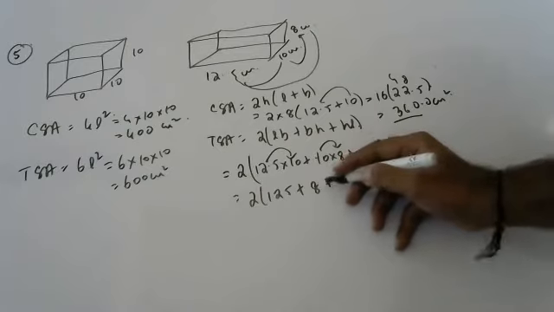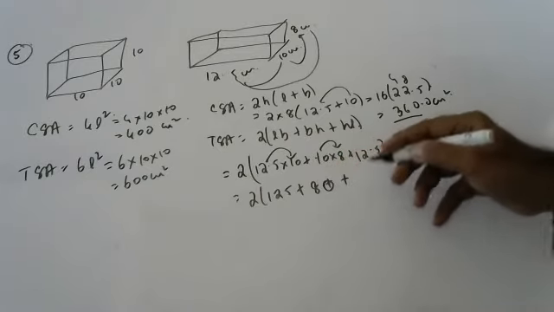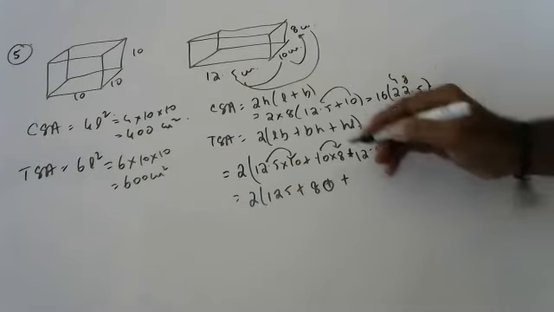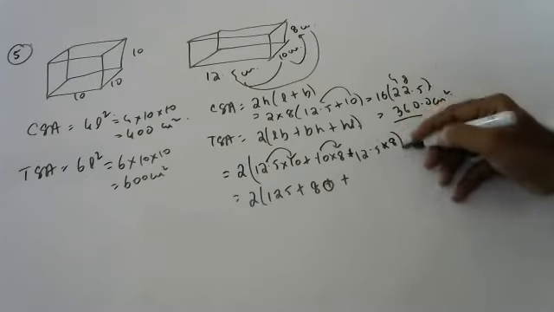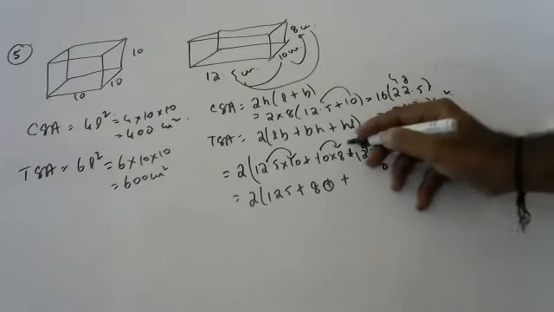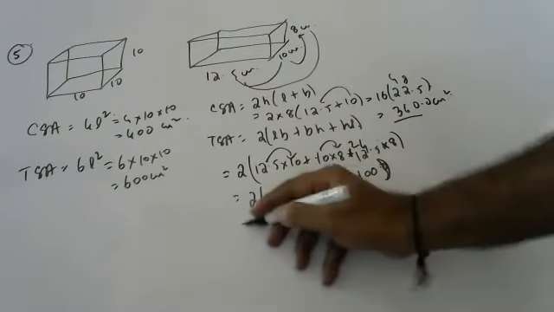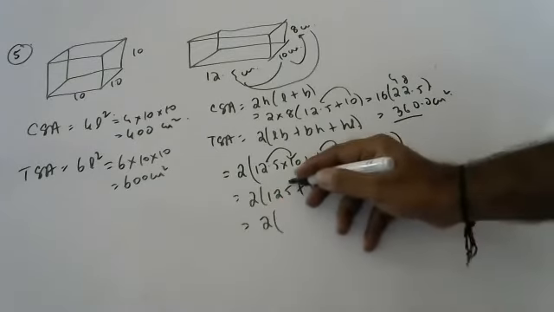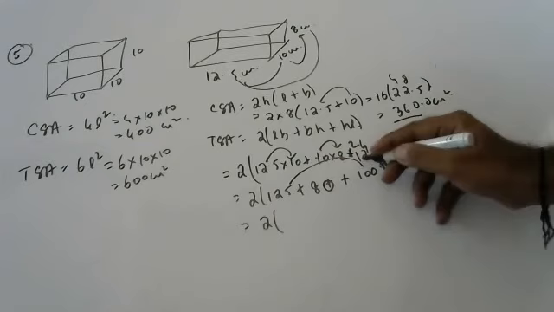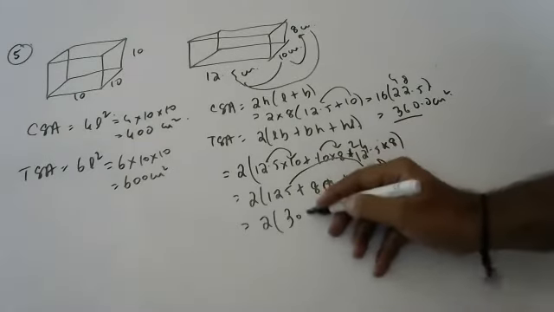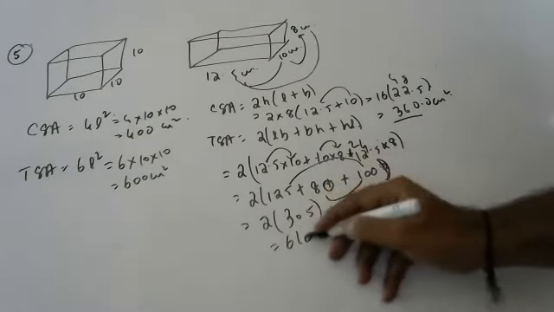125 plus 80. 12.5 into 8 is how much? 8 fives are 40, 8 ones are 8, 8 twos are 16... that is 100. So 2 into 125 plus 100 is 225. 225 plus 80 is 305. 305 times 2 is 610.